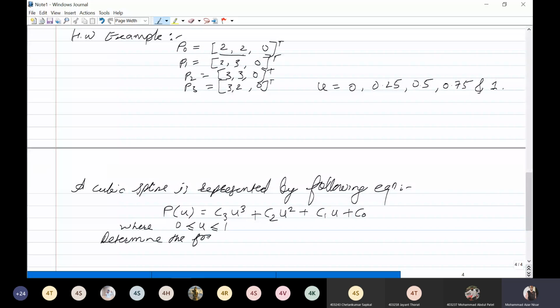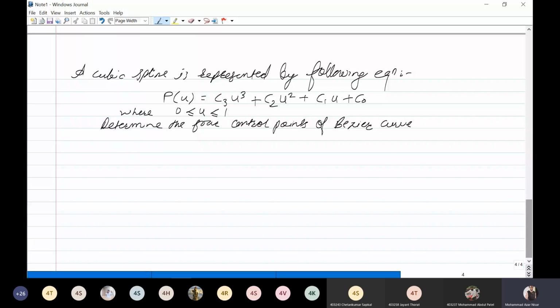the four control points. Okay, find out the four control points of Bezier curves. So instead of using the matrices, you can use the equation for the Bezier curve, as I taught in the derivation. That will be much easier to solve such kind of problems. So let's begin with the problem.